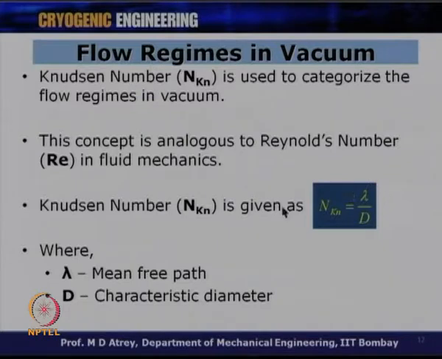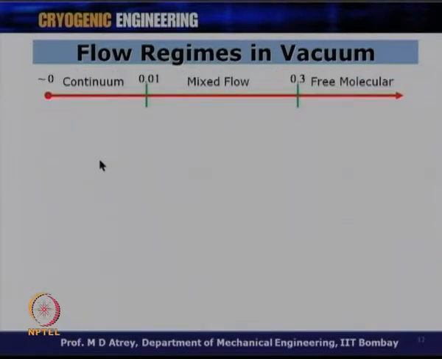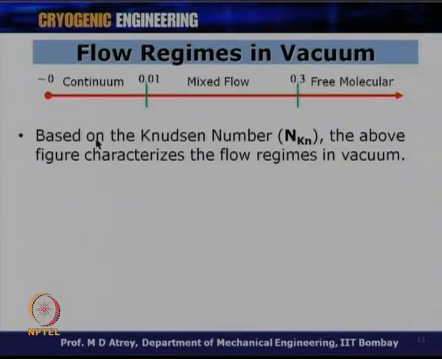As we have lower and lower pressure, the value of lambda will go on increasing. That means the Knudsen number will go on increasing as we get better and better vacuum. And according to the value of this Knudsen number, we will have different flow regimes in vacuum. So, based on the Knudsen number Kn, the above figure characterizes the flow regimes in vacuum. When I say my Knudsen number is less than 0.01, I am in the continuum region, where lambda is much smaller than d.